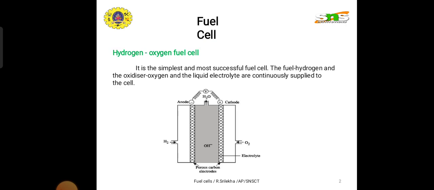Hydrogen-oxygen fuel cell is the simplest and most successful fuel cell. The fuel hydrogen, the oxidizer oxygen and the liquid electrolyte are continuously supplied to the cell. Here we use hydrogen at the anode and oxygen at the cathode. Both are connected using a voltmeter, and the electrolyte produces OH minus. Both sides are connected by porous carbon electrodes.